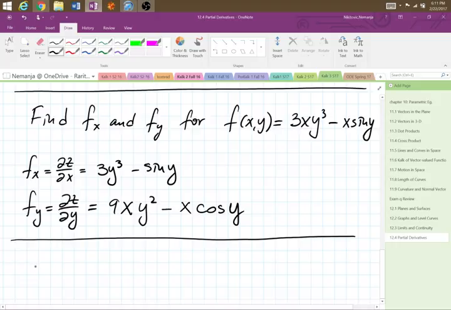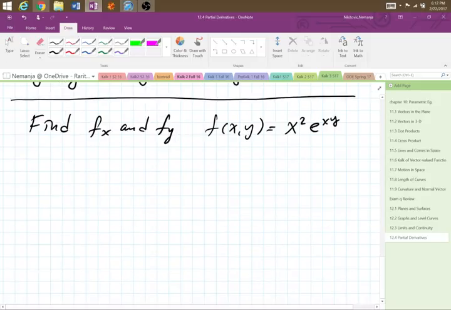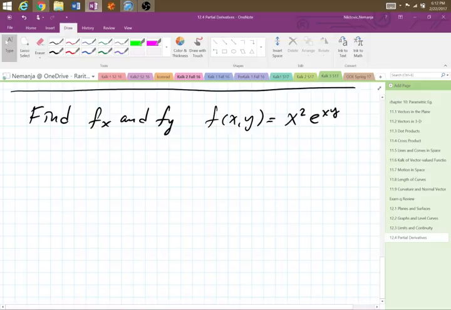Let's go level by level. The spice level goes up. So now, level plus 1, okay? So again, find fx and fy, and we're going to have this wonderful function. F of xy is equal to x squared e to the xy. Beautiful function. So figure that out. I'll be right back.